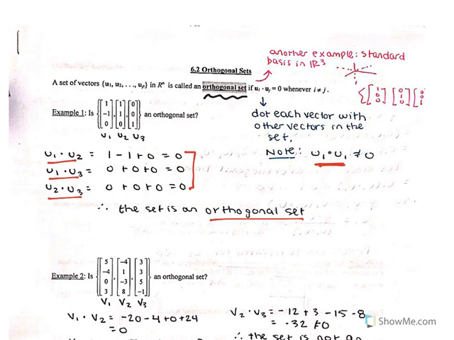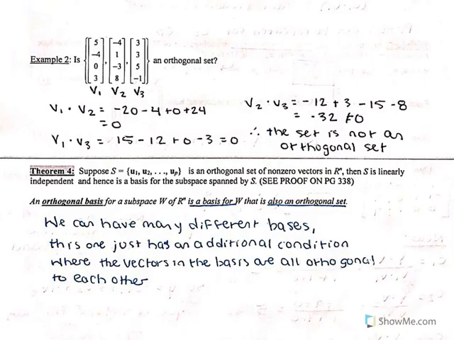Another great result of this is that this is going to be another example of a basis, and we'll talk about that a little bit later. Another example down here at the bottom is this vector set. Is it an orthogonal set? No. Even though when I dot v1 and v2 I get 0, and v1 and v3 I get 0, when I dot v2 and v3, I get something that is non-zero, therefore it ruins it for everybody. The set is not orthogonal.